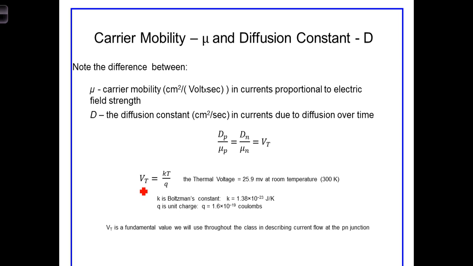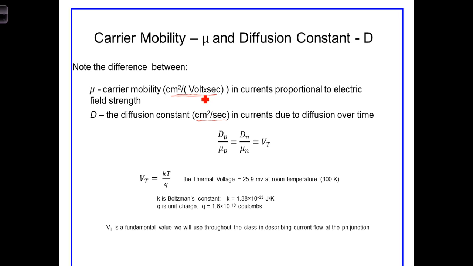Let's conclude with just a couple of observations about the carrier mobility mu, which we found in the drift current formulas, and the diffusion constant, or diffusivity D, which we found in the diffusion formulas. Note the differences in units to begin with. The carrier mobility has the units of centimeters squared per volt second. The diffusion constant has the units centimeters squared per second.